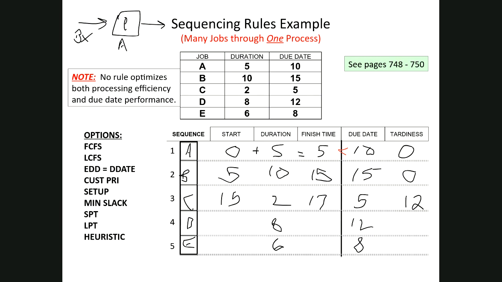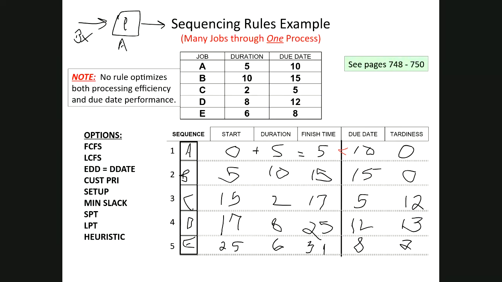All right, for task D, it starts at 17, and it takes 8 units, so it's going to finish at time 25. Again, that doesn't meet the 12, and it's late by 13 hours. And then finally, E can start at time 25. With the 6, it'll finish at time 31. Again, it's late, and in this case, it's very late by 23 hours.